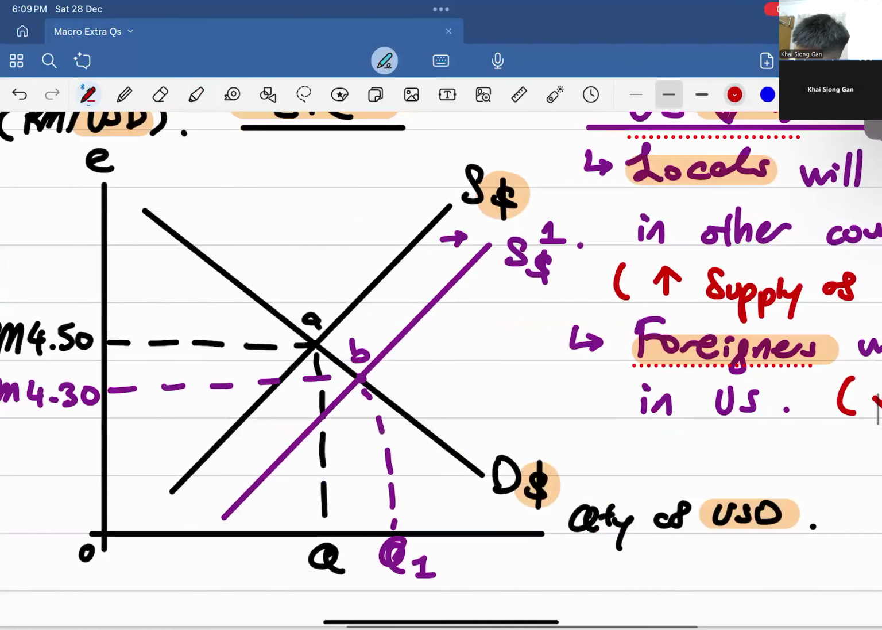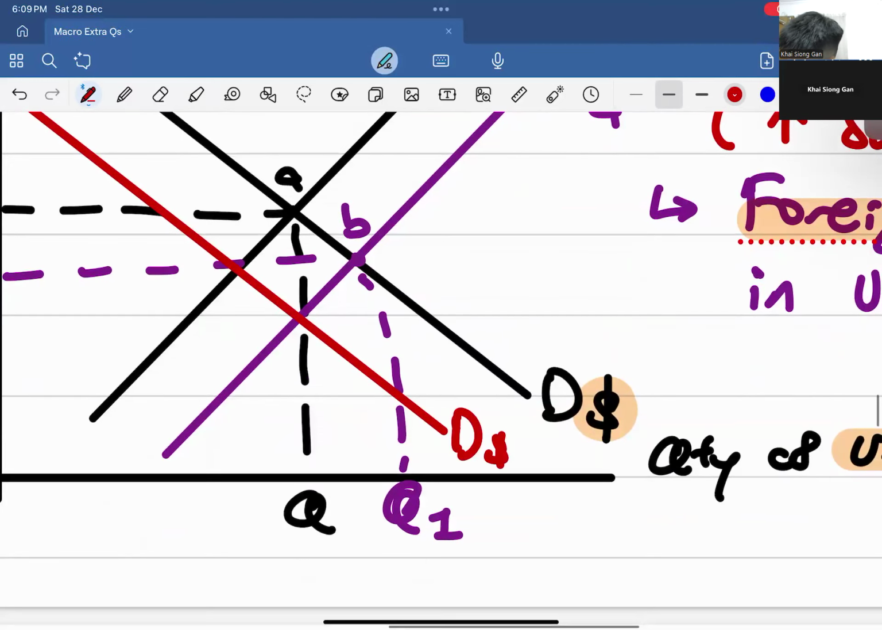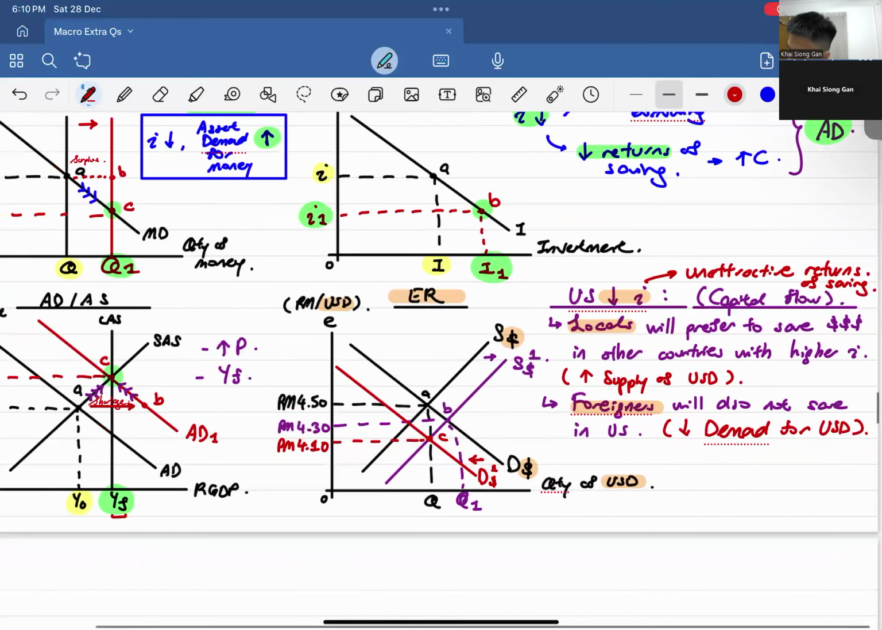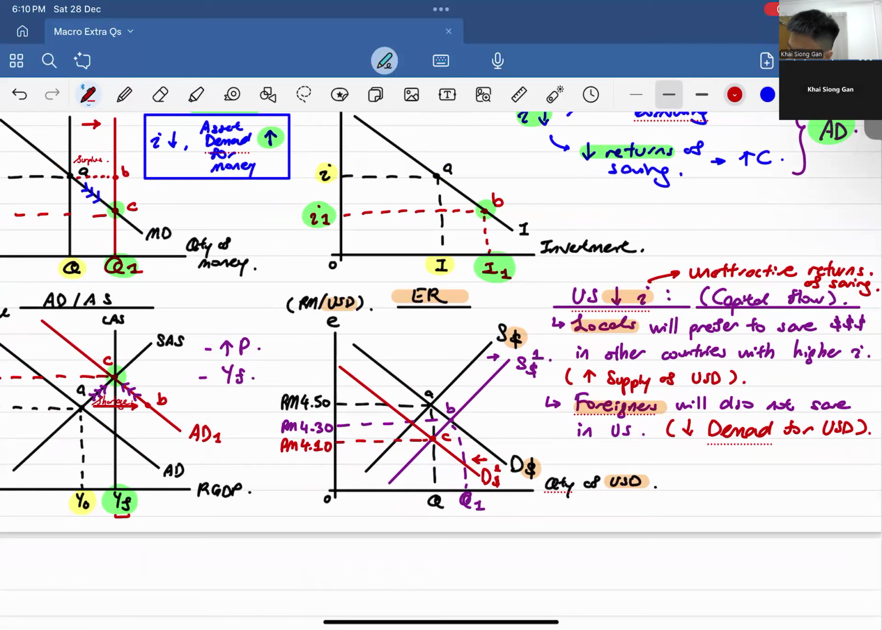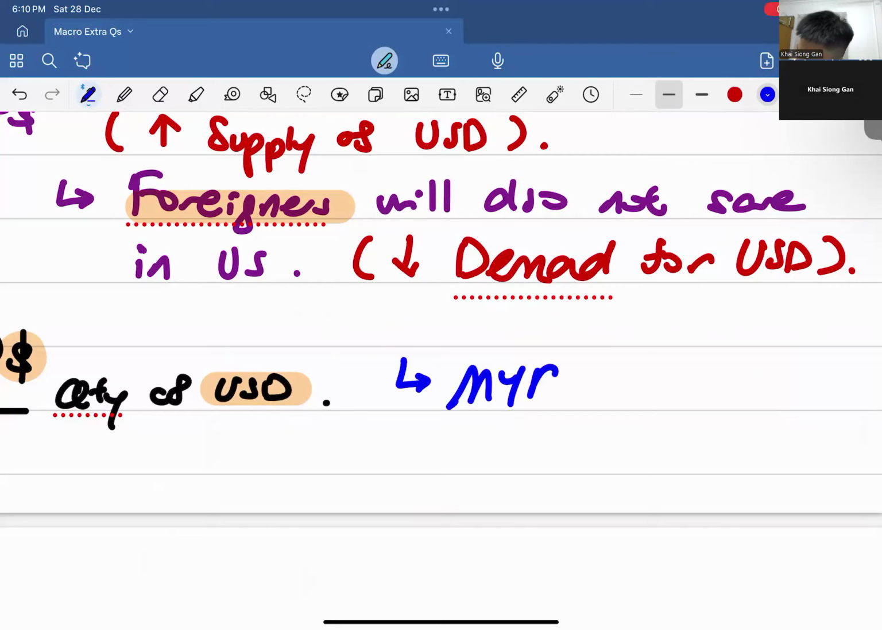Okay, so the demand curve will shift left. Okay, go to point C over here. So back to this quantity. Okay, and then now it becomes 4.1. Okay, so what is the final outcome? Must talk about the final outcome.